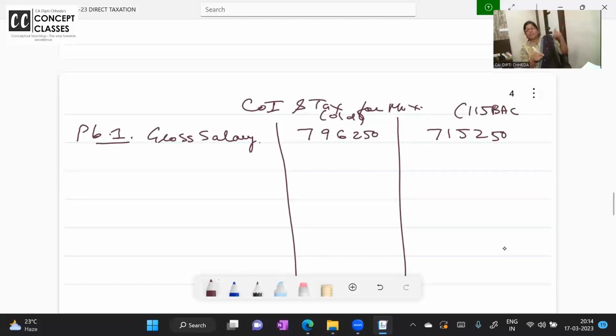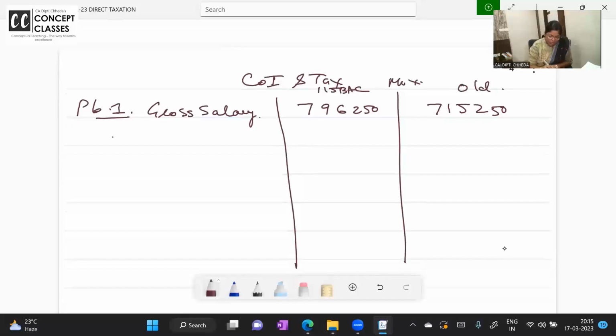Ma'am, why is there a difference? Because your HRA exemption is allowed there, and here it is not allowed. Here, the leave salary and all are routine. Everything else is the same. I wrote HRA reversed, one second. This income will be more in the case of the new regime, 115BAC, because HRA deduction is not allowed. And this is old. Let's start from here.